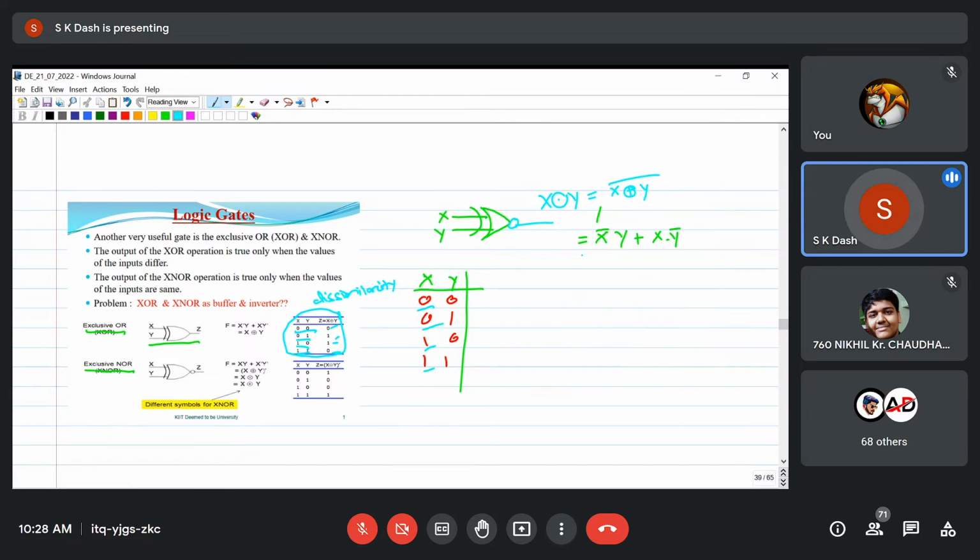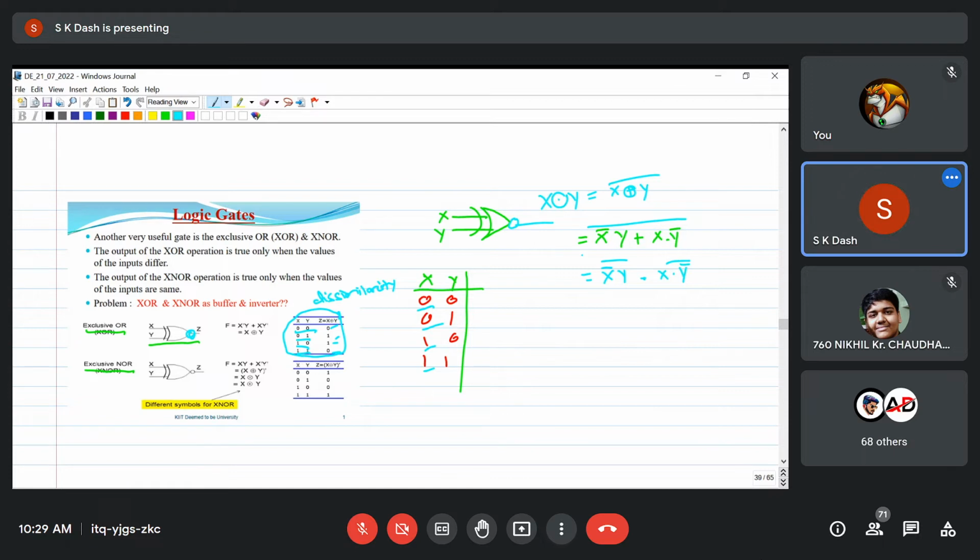So X XOR Y complement. Because in the XOR gate only I'm using a bubble here. That means the output has to be this complement. So can you simplify what you will get here if you take the complement of this? How much will it come? X bar Y's complement dot X dot Y bar's complement.